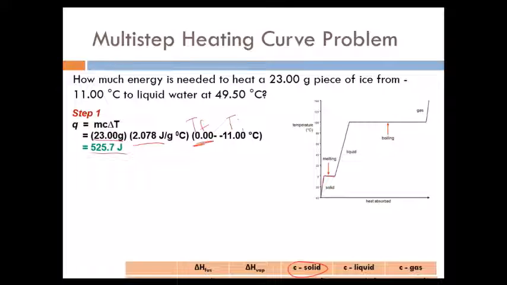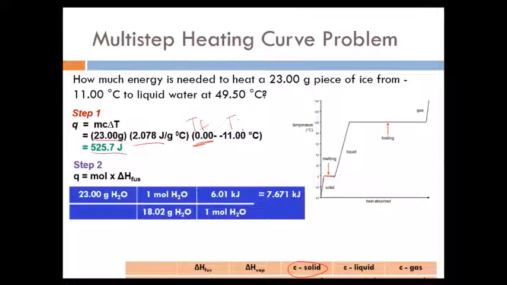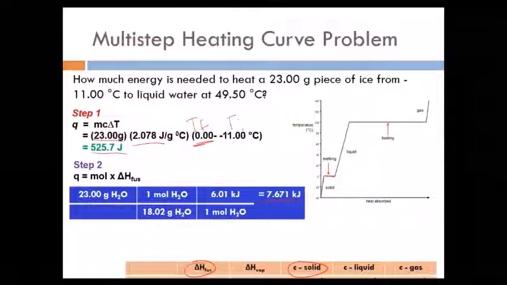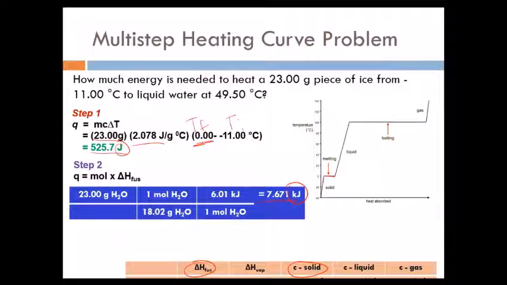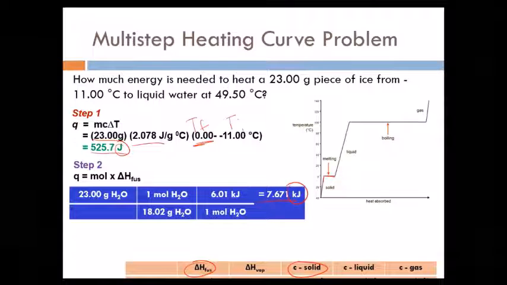Now we're here, we're going to melt it. So the second step is the melting part. So changing the 23 grams into moles, use the heat of fusion number here. And notice this is in kilojoules, whereas this one's in joules. So we're going to eventually have to convert one to the other.